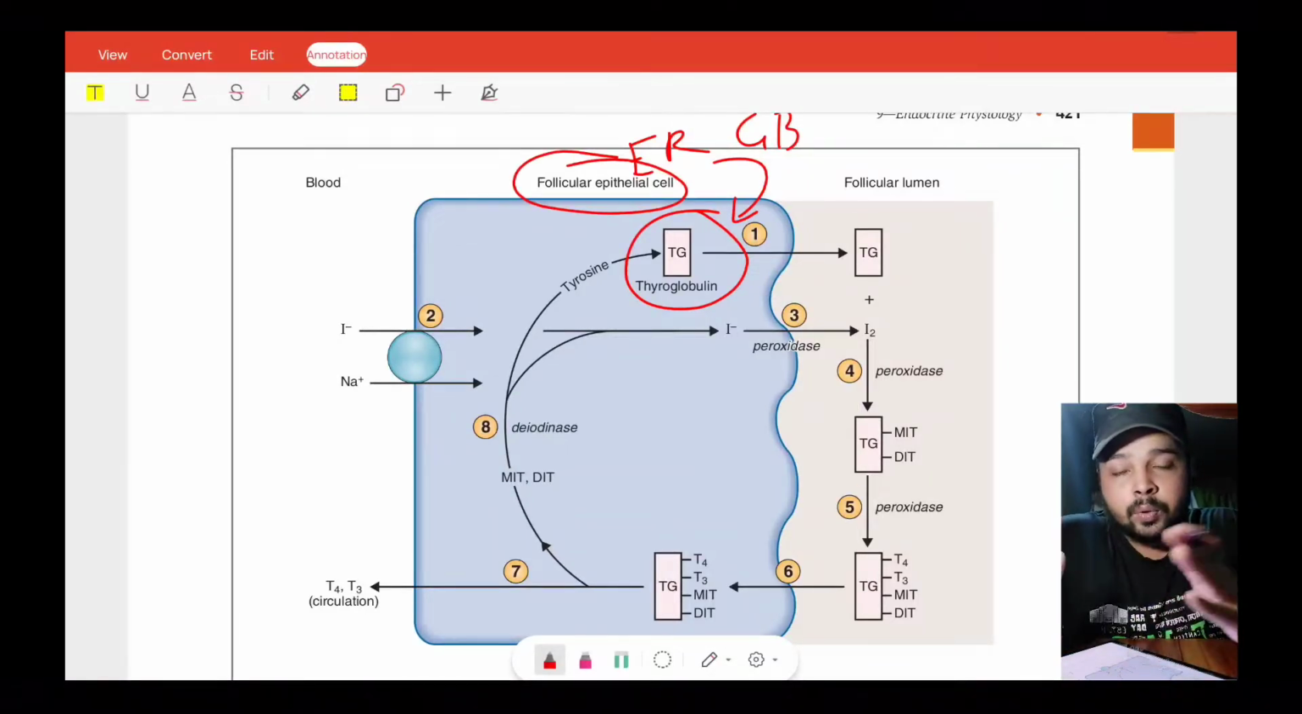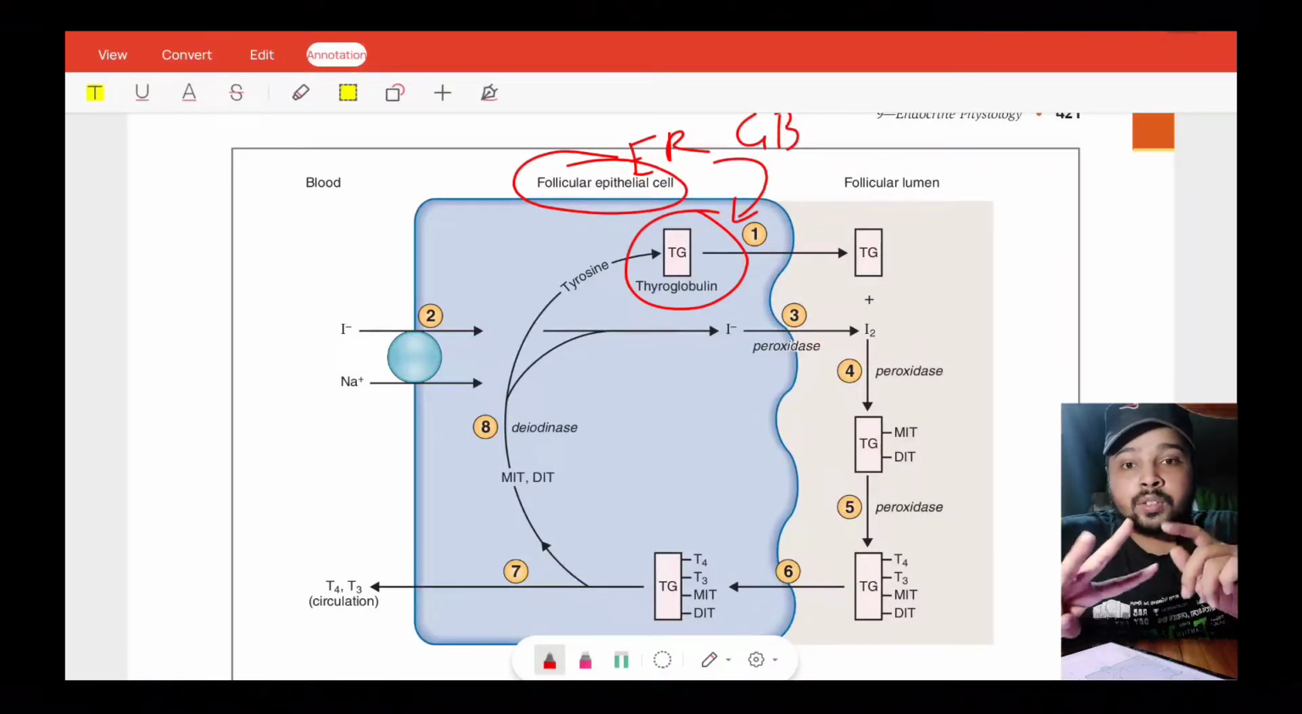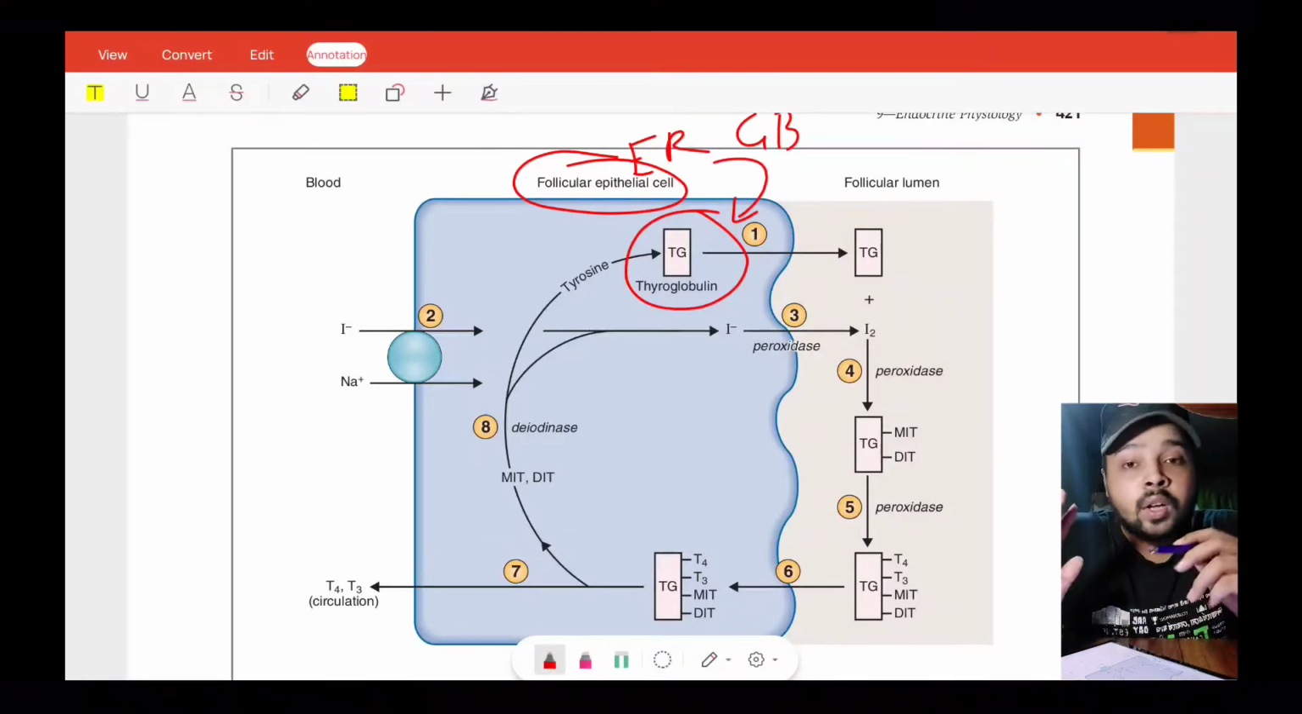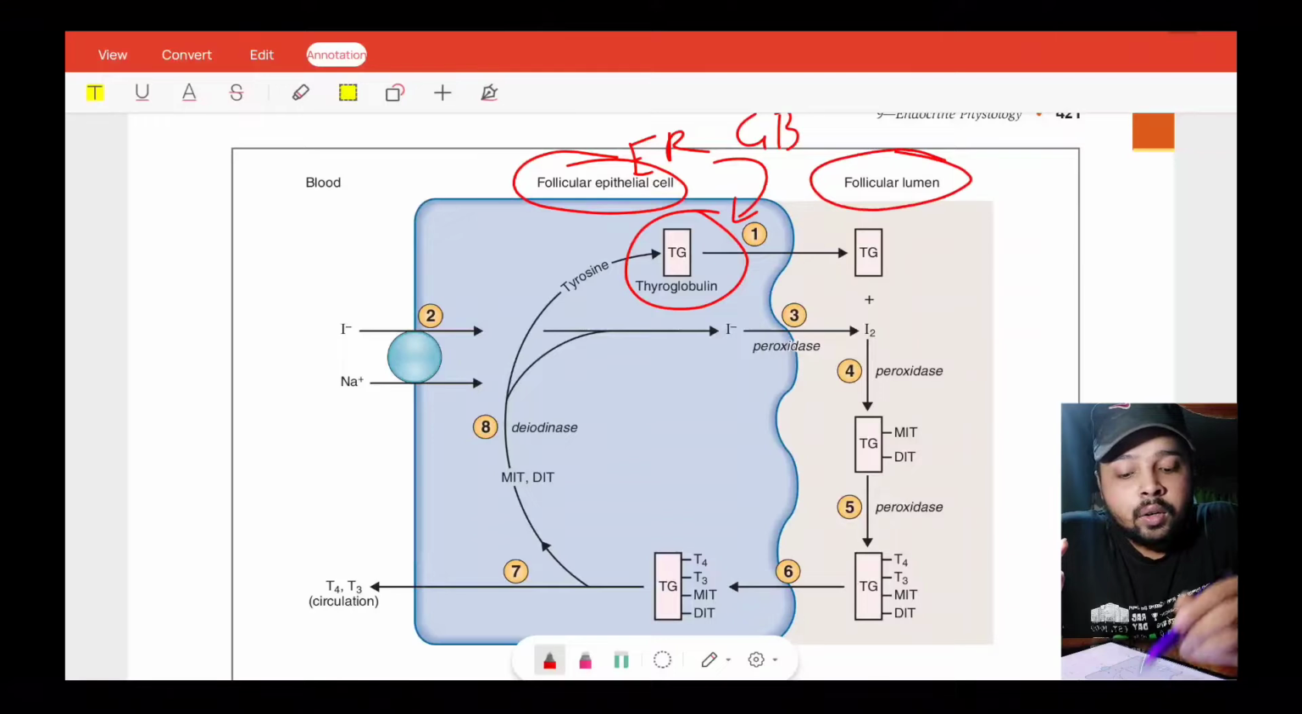In the thyroid hormone synthesis, we have to consider 3 things. First one is the blood or systemic circulation. The second one is the follicular epithelial cell, and the third one is the follicular lumen. In the follicular epithelial cell, thyroglobulin exists. Then thyroglobulin is transported from the follicular epithelial cells into the follicular lumen. This is the first step.